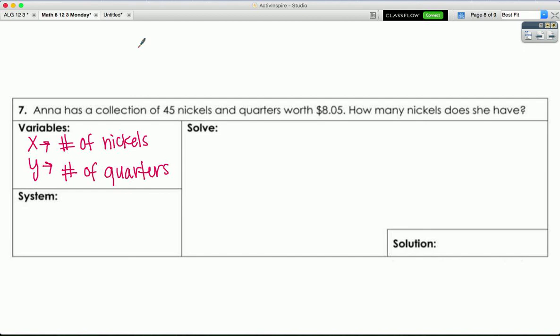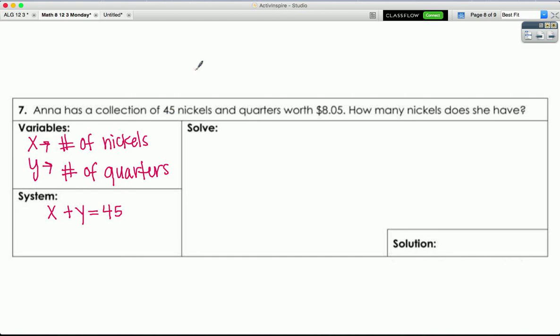So, I don't know how many of each Anna has, but I do know altogether there are 45 of them. So my first equation should be simply x plus y equals 45, because I don't know how many x's or how many y's yet. I just know together there are 45.